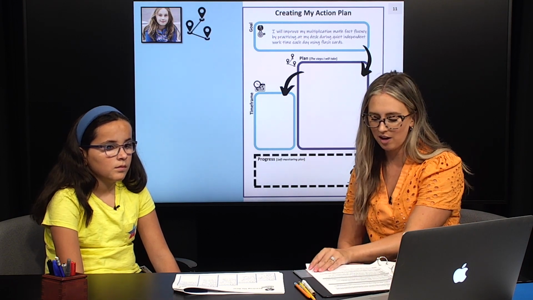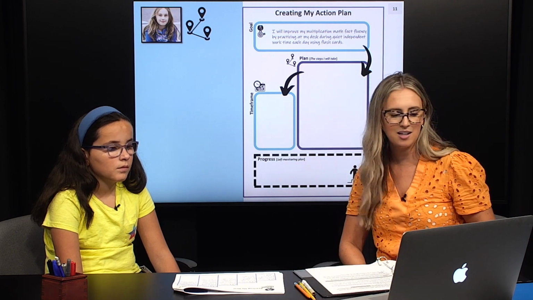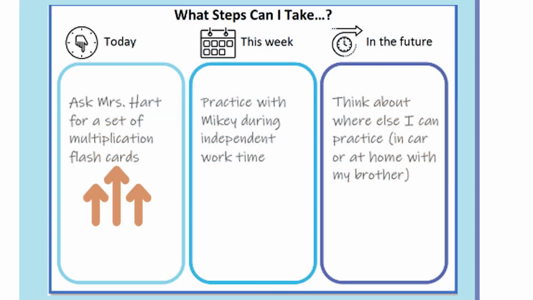Then Sky thought about her plan, or the steps she wanted to take to reach her goal. She looked back at the activity page she completed to answer question 1. Sky had asked her teacher if she had an extra set of cards, and she didn't. So she knew that getting flashcards had to be the first step in her plan.